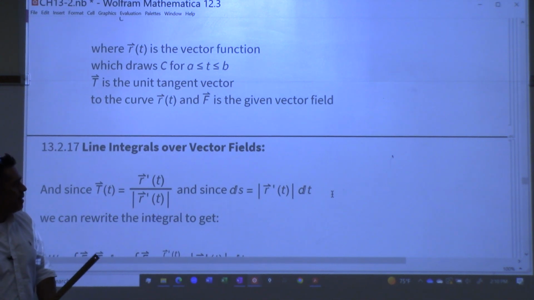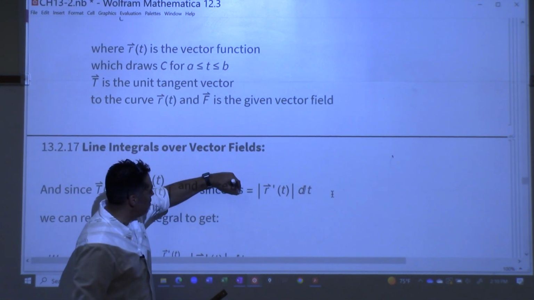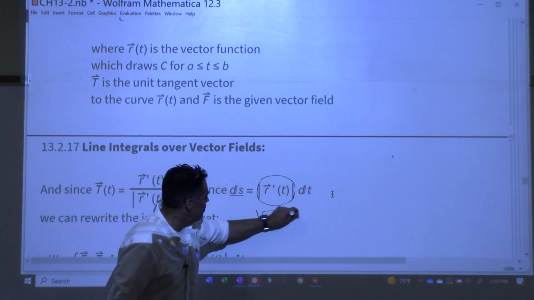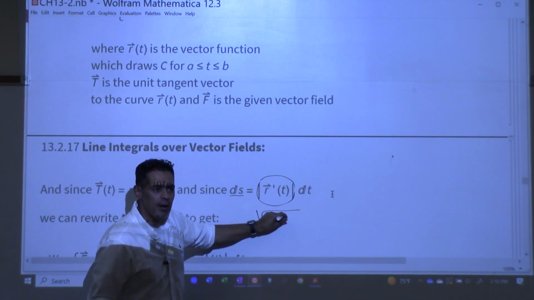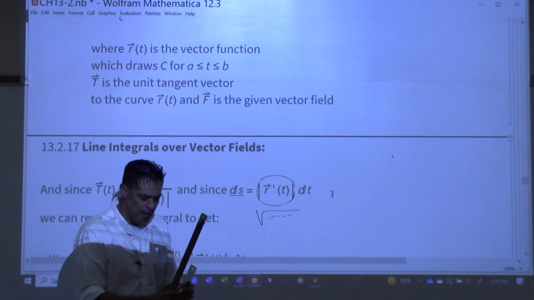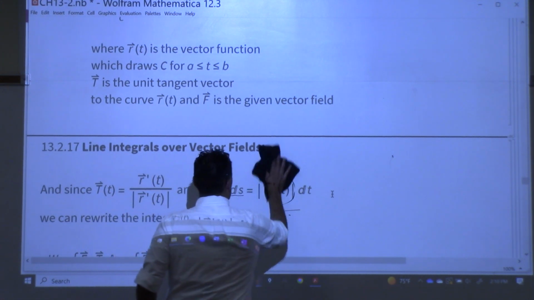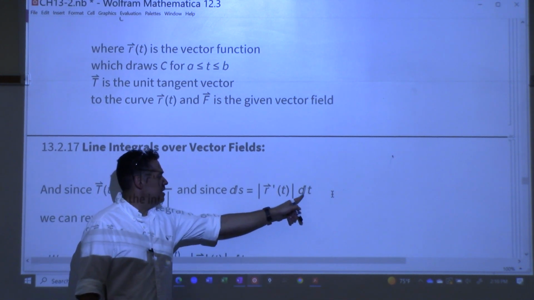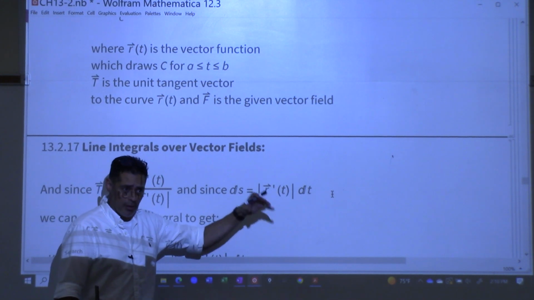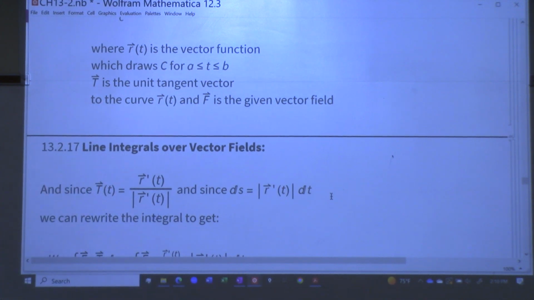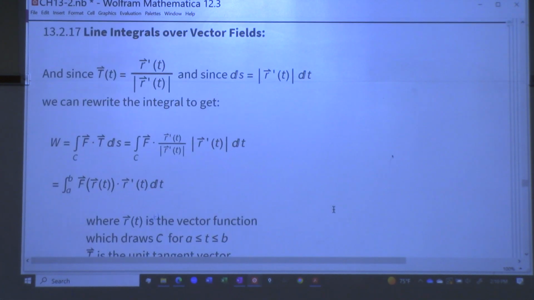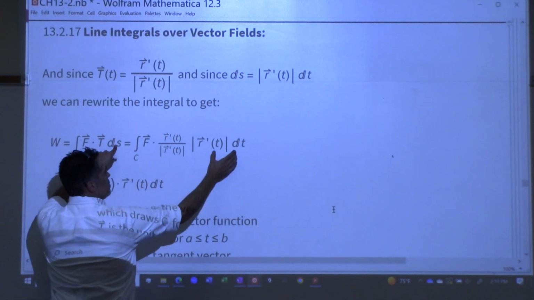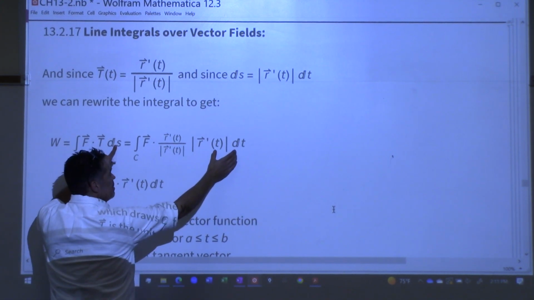And also remember what we defined last class and today. This right here is that square root thing, the square root of the derivative squared, the magnitude of the derivative of the vector function, dt. That's what ds was. That's our little arc length formula. If we put those side by side in this formula, this right here is this, and this right here is this. And do you see what happens?